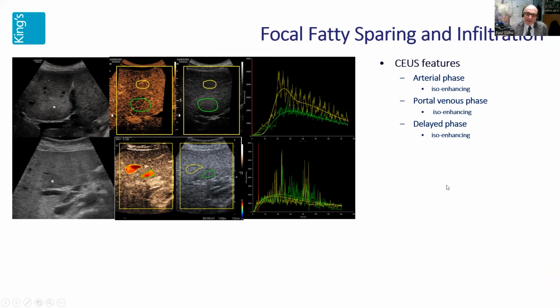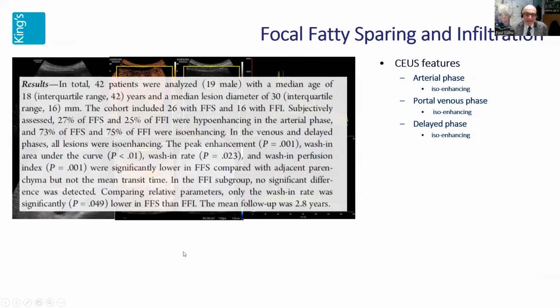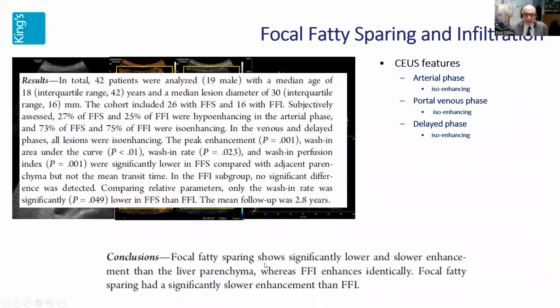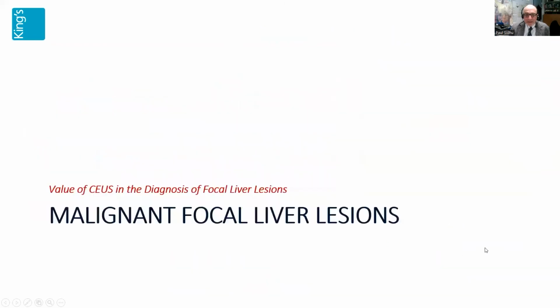However, recently our group has shown this is not quite so true. In areas of focal fatty sparing, for instance, the contrast enhancement shows significantly lower and slower enhancement than the normal parenchyma, whereas focal fatty infiltration enhances identically. Why this should happen, we're not sure, but there's a clear difference between the enhancement patterns, but it doesn't deter from the fact that these lesions do not wash out in the late phase and therefore are benign.